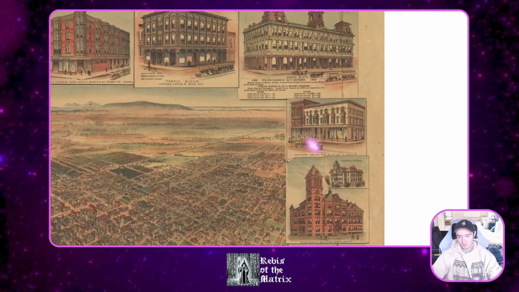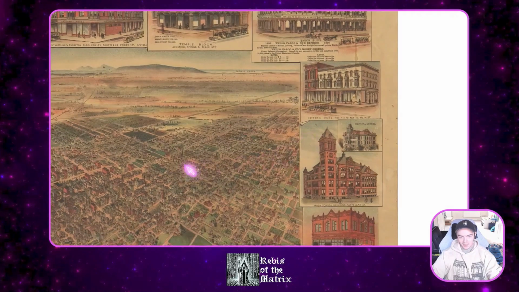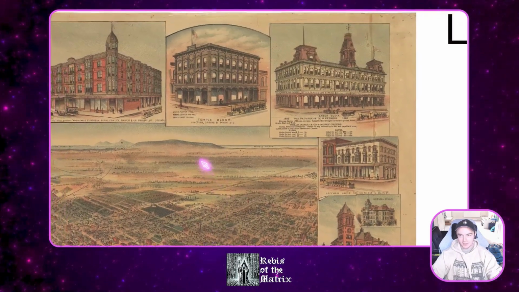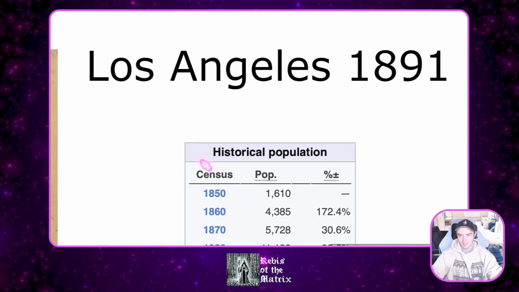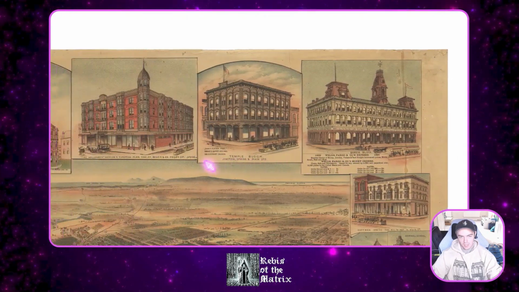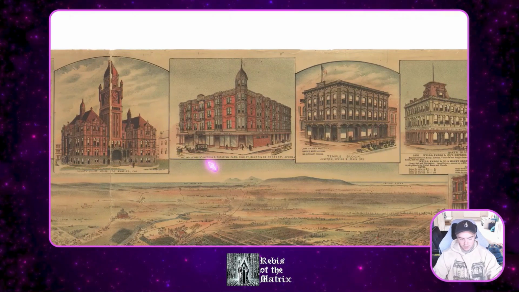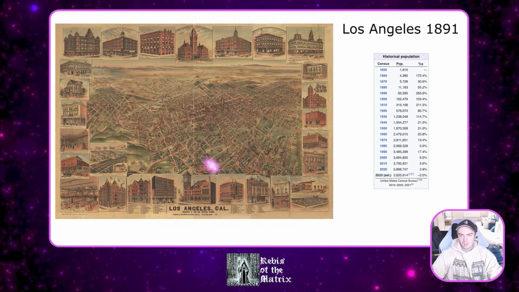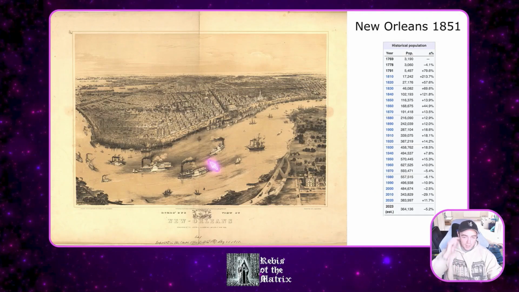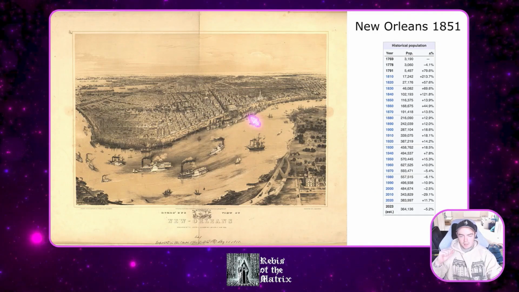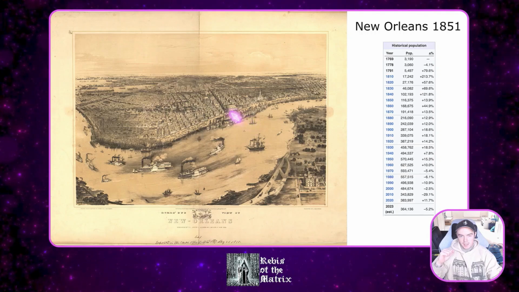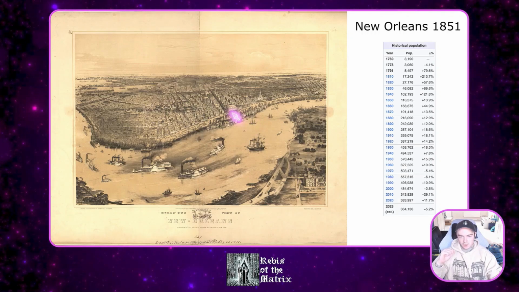Alright. Fresh fruit from Germany for the local inhabitants of Los Angeles in the 1890s. Yes, what a luxury. New Orleans. Now, New Orleans does have a little bit more of a depthy history to it. French occupation.